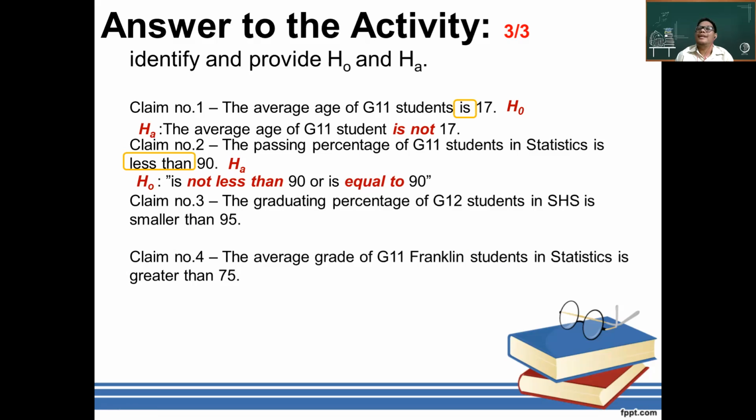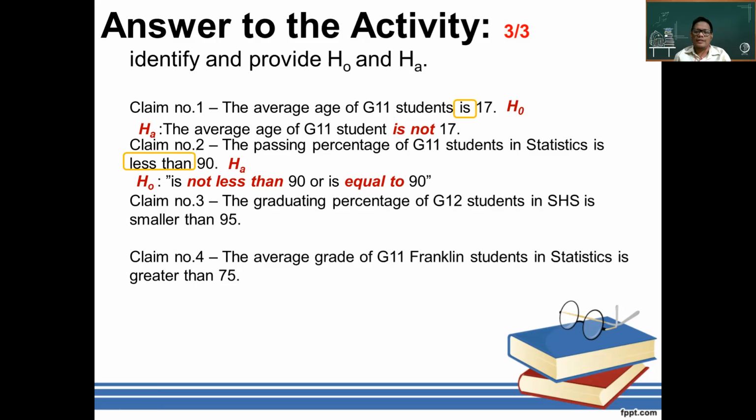That is your null hypothesis. So for every claim, you should check whether it is already stated as null or stated as alternative. Then decide after that. Okay, let's proceed. Number 3.